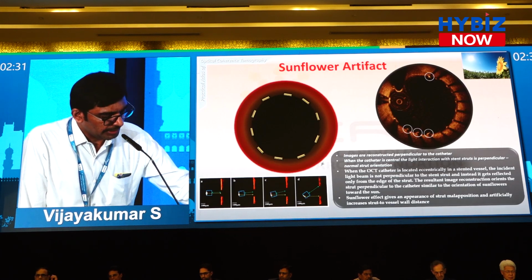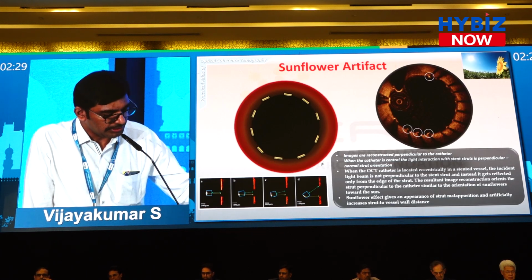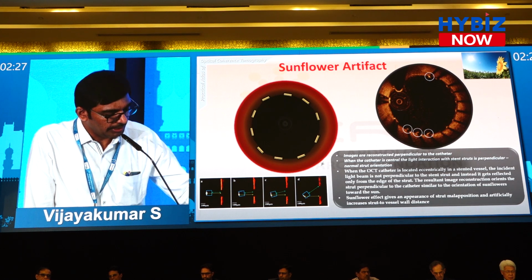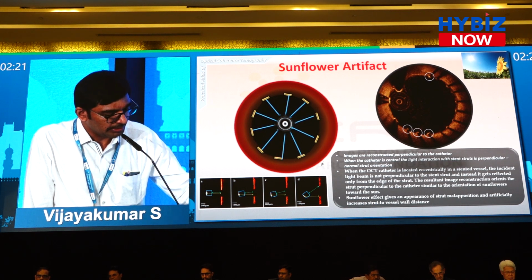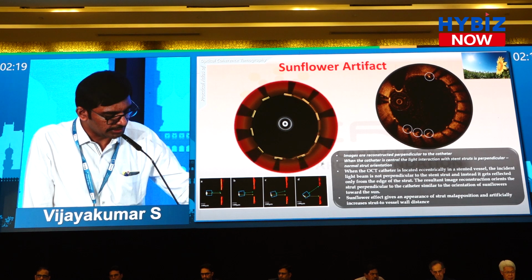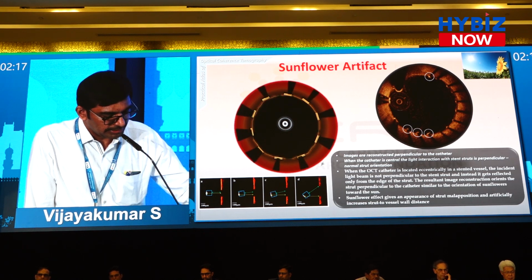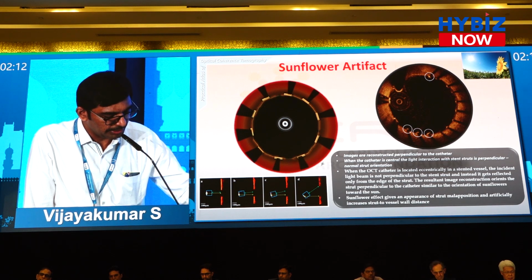The next artifact is the sunflower artifact. Again, images are reconstructed perpendicular to the imaging catheter. When the catheter is in the center, the light interaction with stent cells is perpendicular. That results in normally oriented stent cells. When the OCT catheter is eccentrically located in a stented vessel, the incident light beams are not perpendicular to the stent cell.